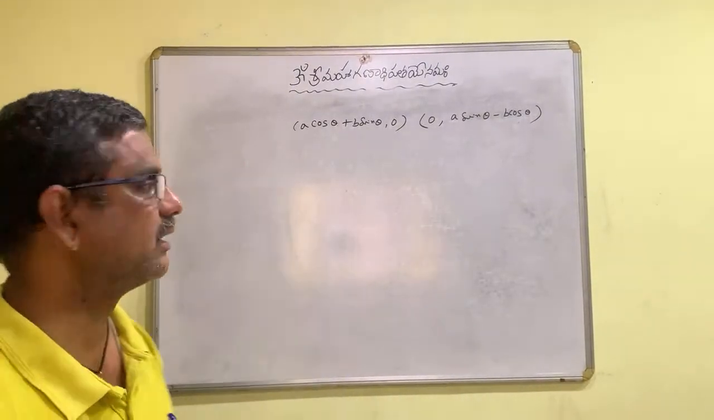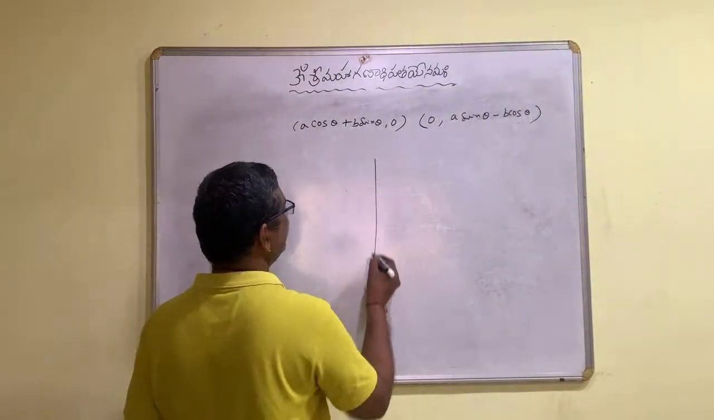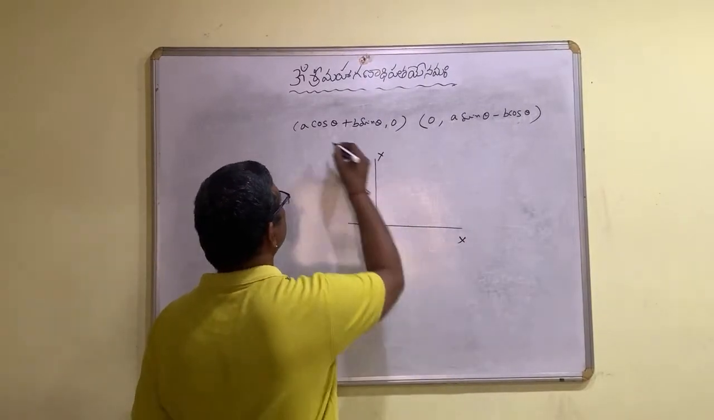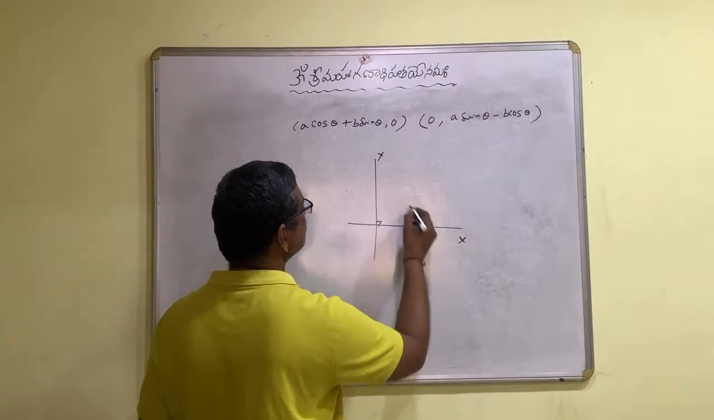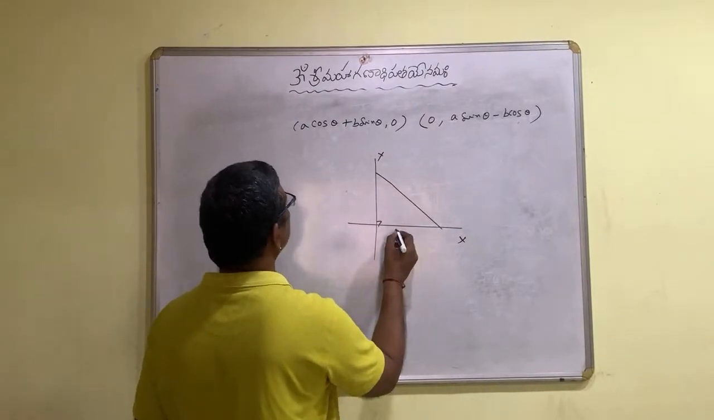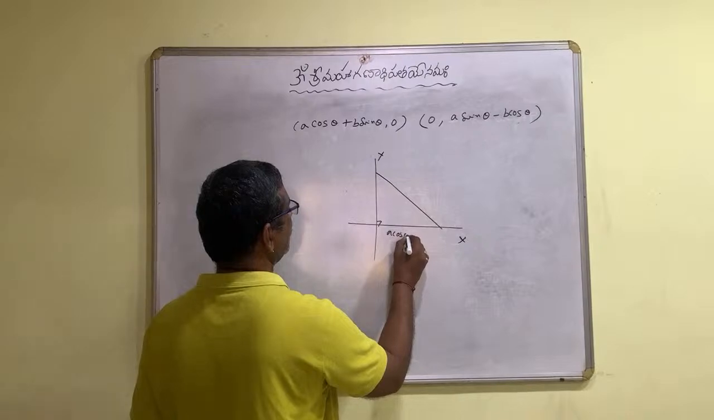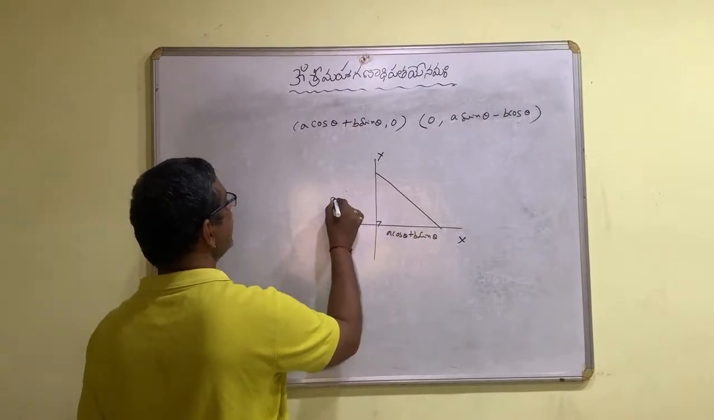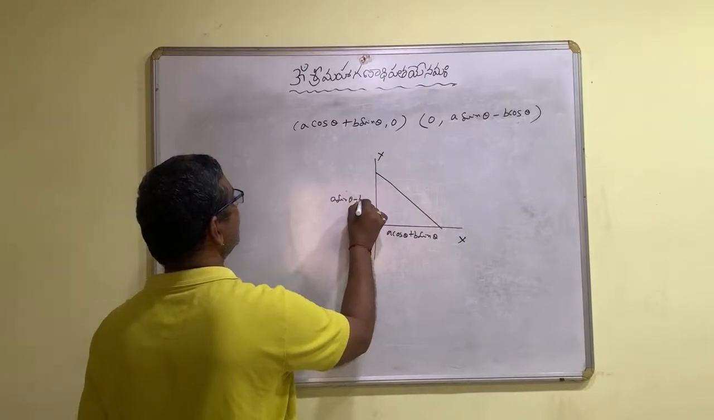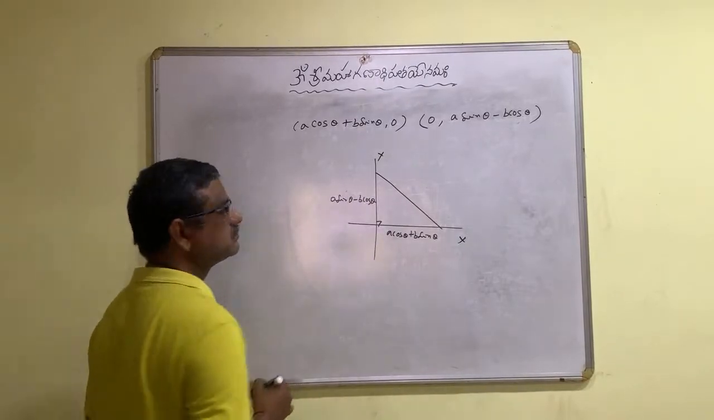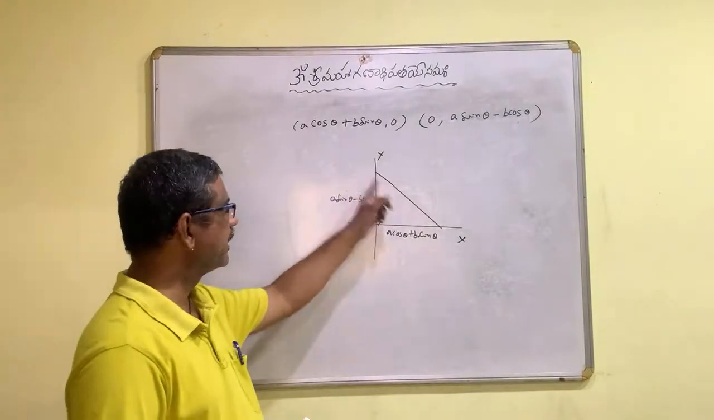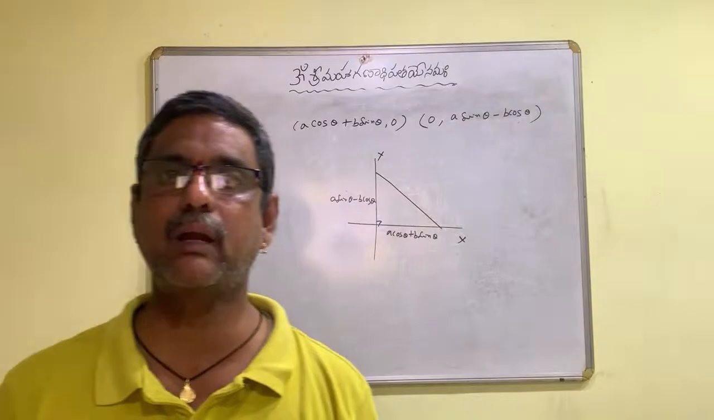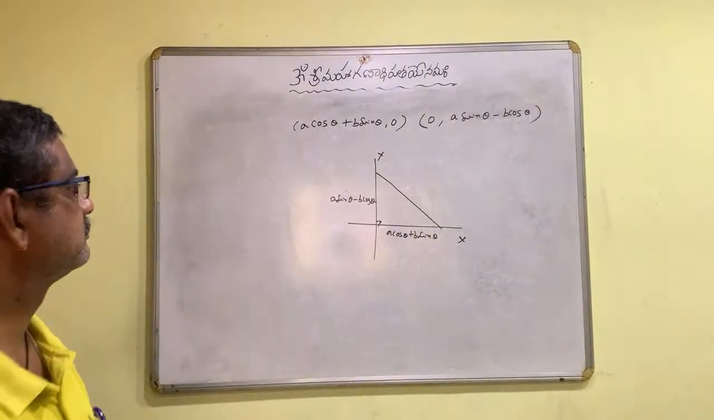Is that right, children? Think. This is the point on x axis. That means this distance is a cos theta plus b sin theta. And this one is a sin theta minus b cos theta. That means you need to find out the hypotenuse. That is nothing but root over a square plus b square.